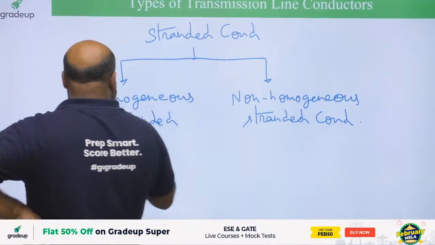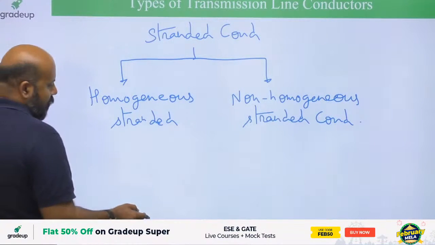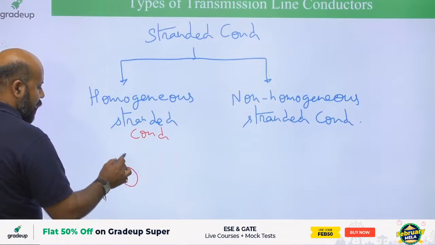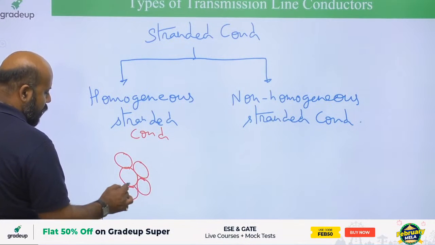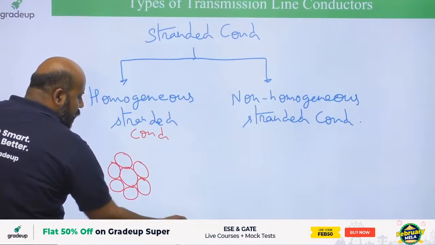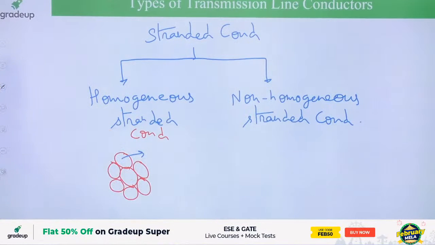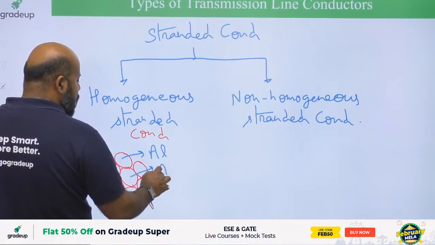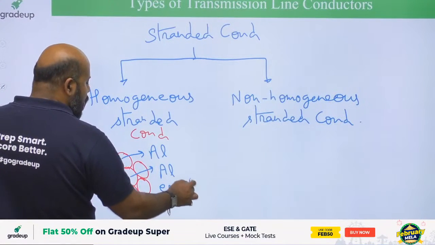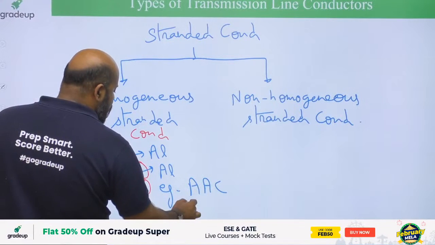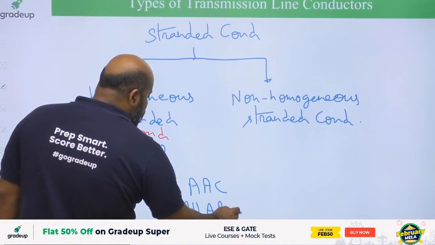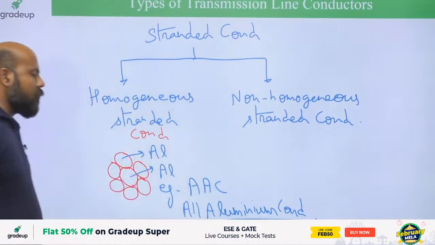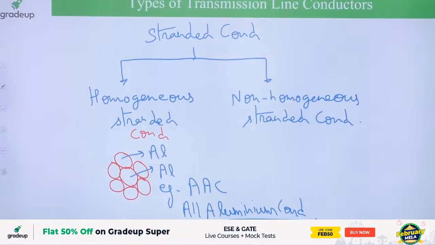What is the meaning of saying that it is a homogeneous strand? Homogeneous stranded conductor means, suppose if you have a stranded conductor like this, then all the strands are of the same conductor material. For example, the best example is, suppose all the strands are of aluminium, so you are having AAC, that we are calling as all aluminium conductors. Everybody just tell me in the comment section, are you able to follow this or not?